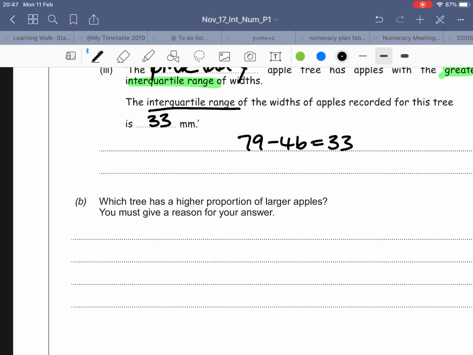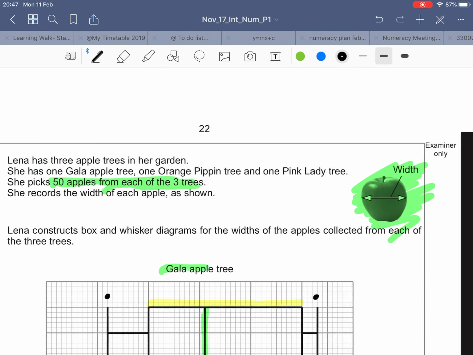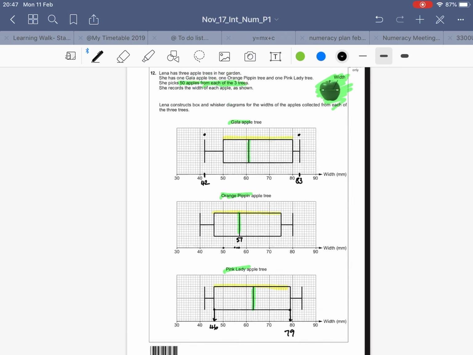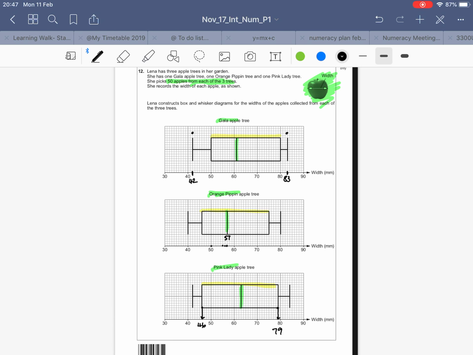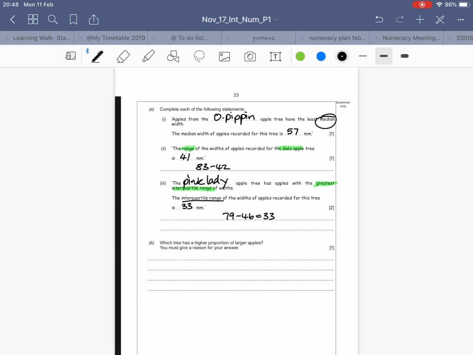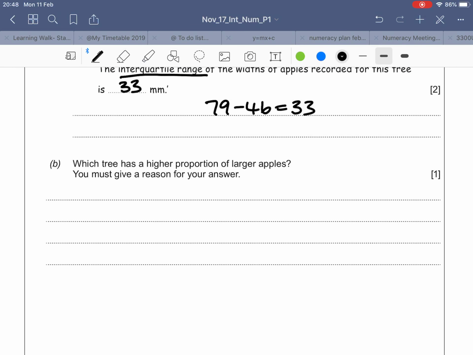Which tree has the highest proportion of larger apples? You must give a reason for your answer. Highest proportion of largest apples. The median, don't forget, represents the 50% mark. So 50% of the Gala apples are above 62. 50% of the orange pippin apples are above 57. But 50% of the pink lady apples are above 64. So in answer to the question, which tree has the higher proportion of larger apples? I think it's the pink lady tree.